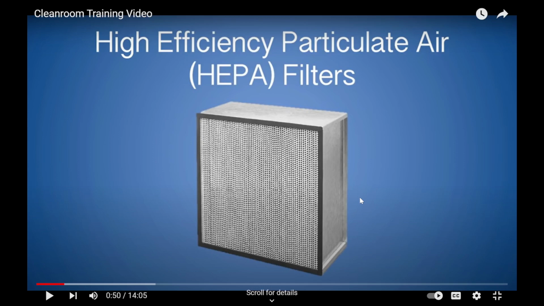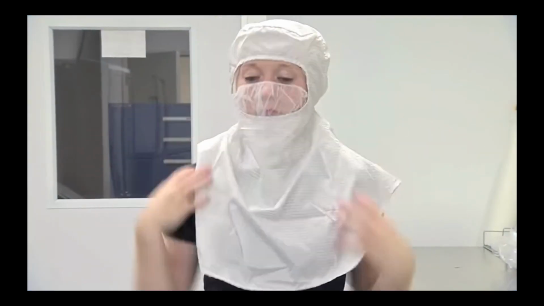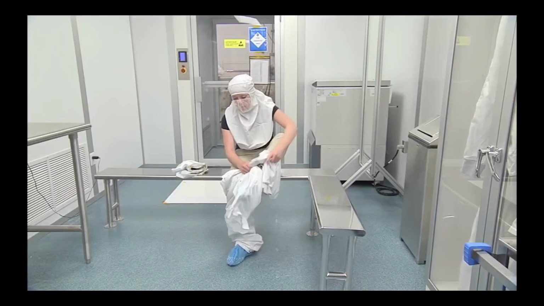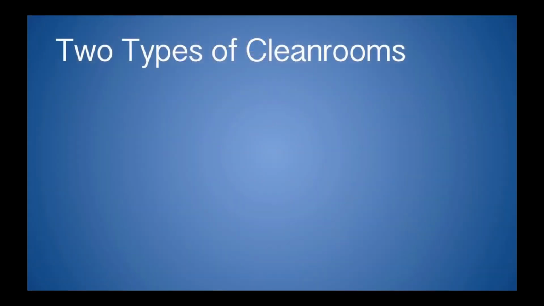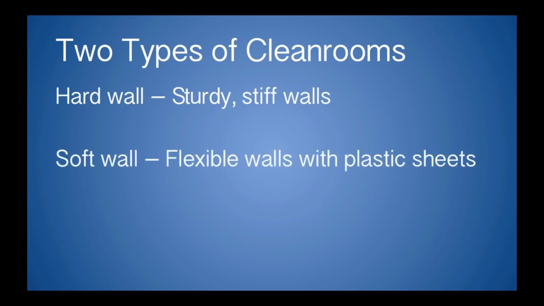The fewer particles allowed, the more precautions must be taken in order to prevent contamination. People must be wearing different types of clothes and aprons. There are two types of clean rooms. Hard wall clean rooms have sturdily constructed, rigid walls. Soft wall clean rooms have flexible walls, such as plastic sheets or strips. Hard wall clean rooms are typically cleaner than soft wall, but the processes to avoid contamination are similar in both.